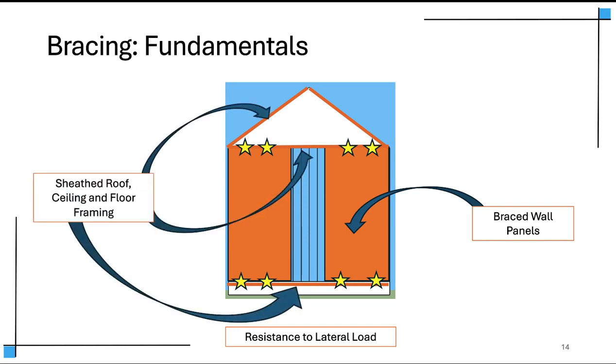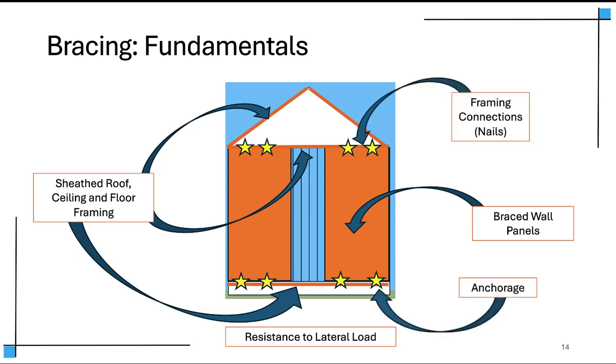Next, we have our horizontal bracing elements. These are going to be our sheathed roofs, our sheathed ceilings, and floor framing. Now, of course, these could be sheathed with different kinds of materials. Our roofs are usually sheathed with a plywood or an OSB, our ceilings are typically sheathed with a drywall, and our subfloors are usually sheathed with a thicker subfloor sheathing. But again, these horizontal elements provide a horizontal bracing connection or a bridge between the vertical bracing elements, the braced wall panels.